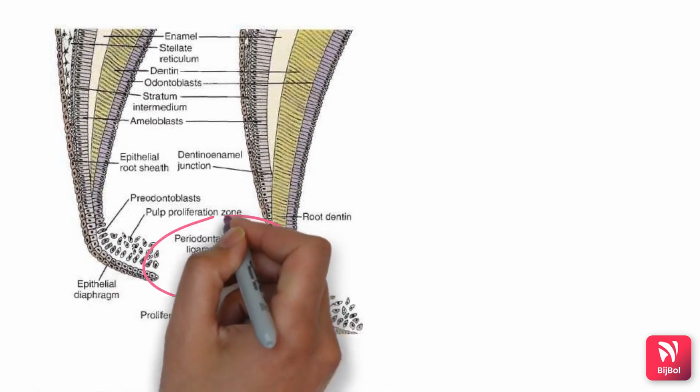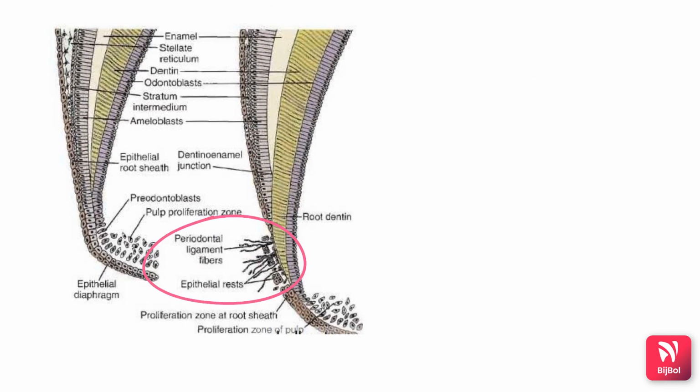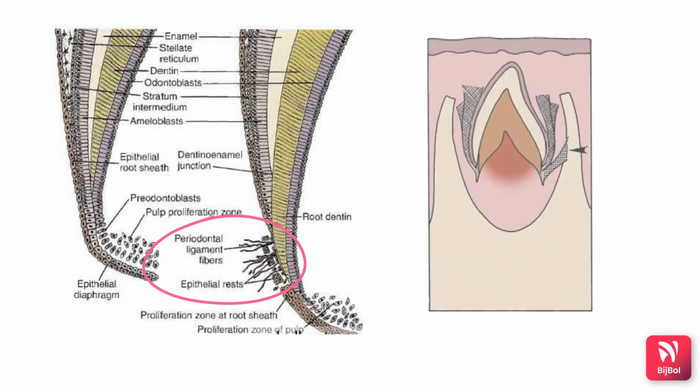This is how the periodontal ligament fibers will start to arise from the root dentin, that is, from the cementum towards the alveolar bone. So now these are nothing but periodontal ligament fibers. Now let's see how these fibers are formed one by one, as we have different types of periodontal ligament fibers.